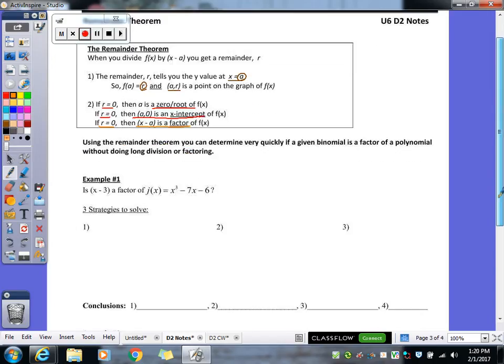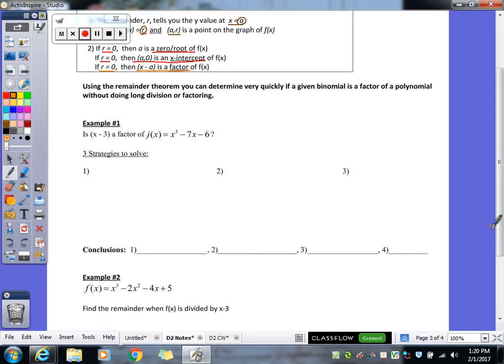So if they're asking you, is x minus 3 a factor of that polynomial? There's 3 ways we can figure out the answer to that. One way would be what we did on the first page, by using your long division. When you use your long division, what would your remainder have to be in order for it to be a factor? 0. So if you get a remainder of 0, then yes, it is a factor.